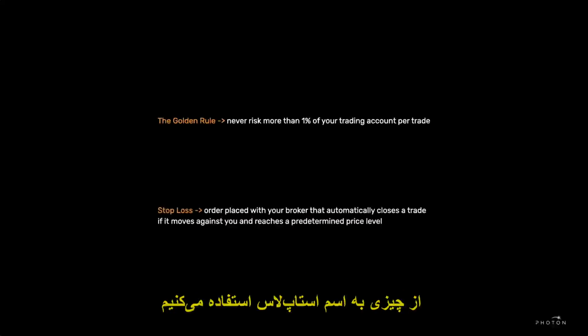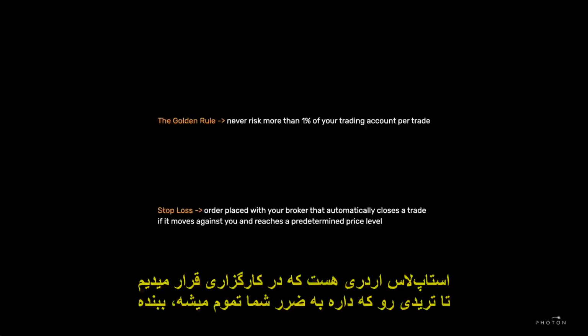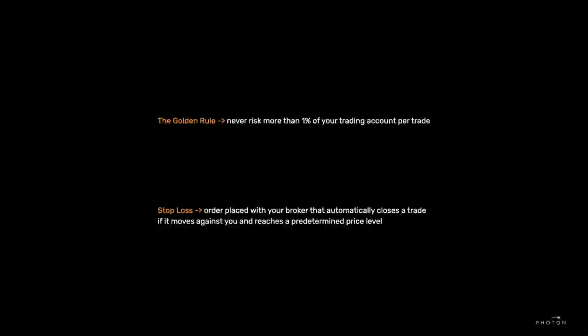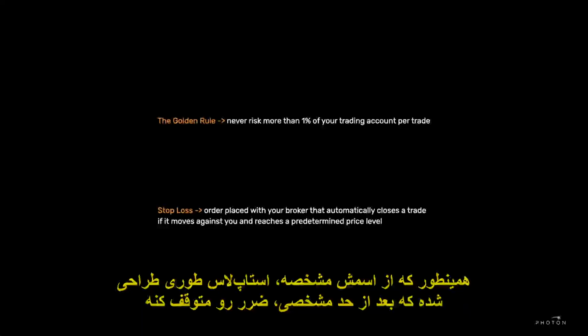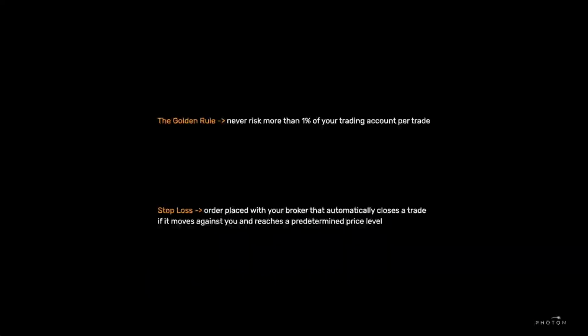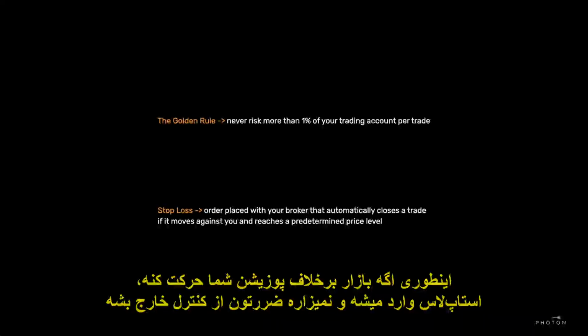But how do we actually make sure that we cap our risk at 1% on each trade that we execute? Well, we use something called a stop loss order. A stop loss is simply an order placed with your broker that closes a trade if it moves against you and then reaches a predetermined price level that you set. As the name indicates, a stop loss is designed to stop any loss after a certain point. So each and every time that you place a trade, you must also enter a stop loss order. That way, if the market moves against your position, it can only move so far before the trade is taken off the table for a small calculated loss.